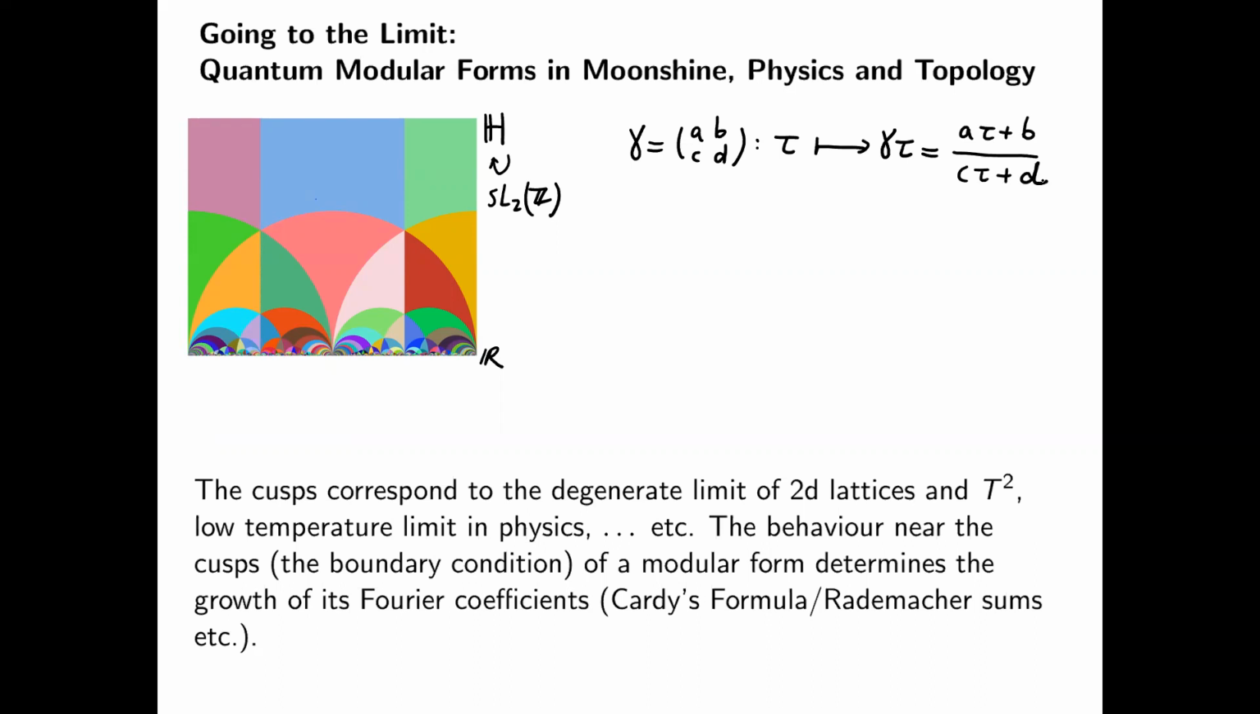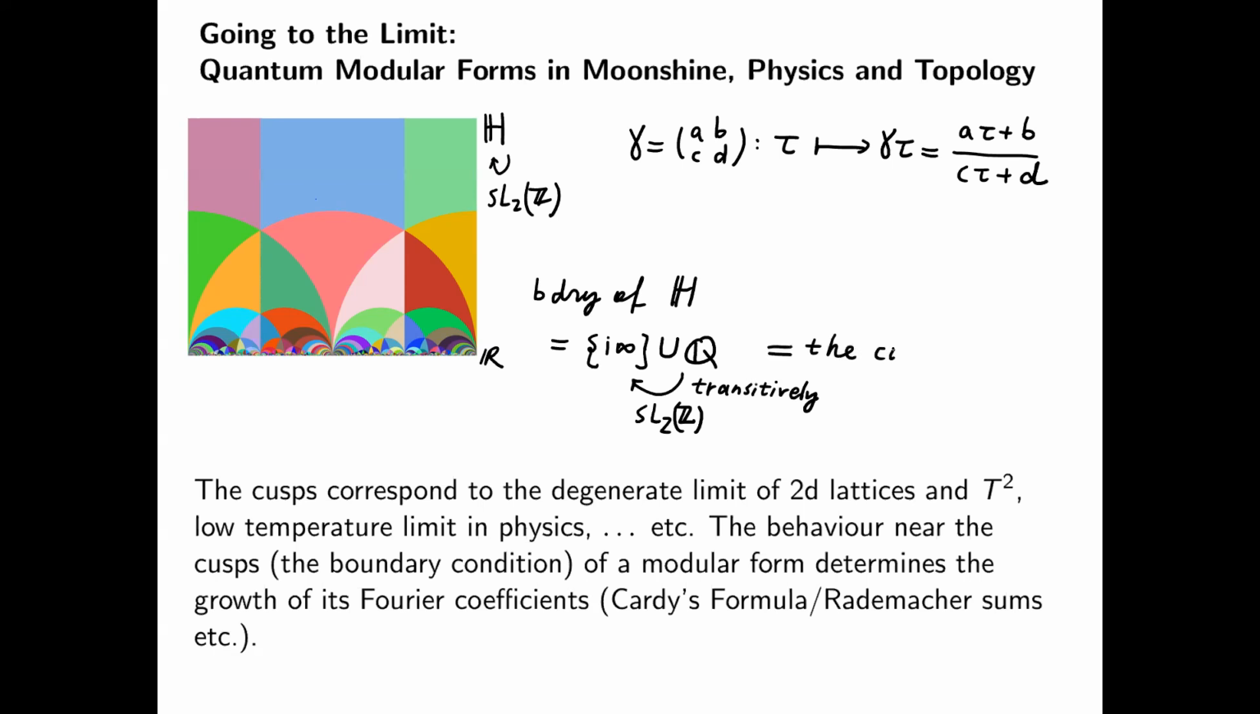And then the boundary, well, obviously it has one boundary point, which is the point at i infinity. However, i infinity gets mapped to other points, namely the totality of the rationals by SL(2,Z). So it's more than natural to include all the rationals in the boundary. In fact, the modular group SL(2,Z) acts transitively on this set, so every point can be mapped to any other point.